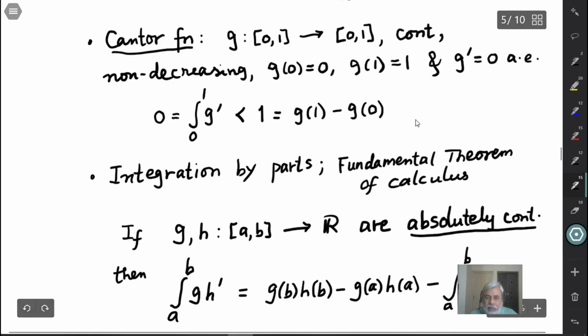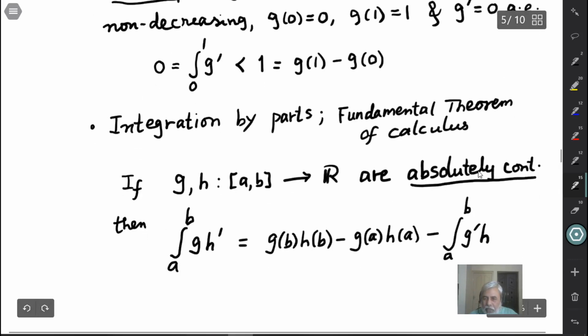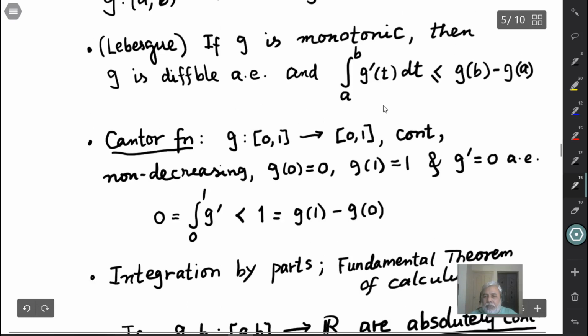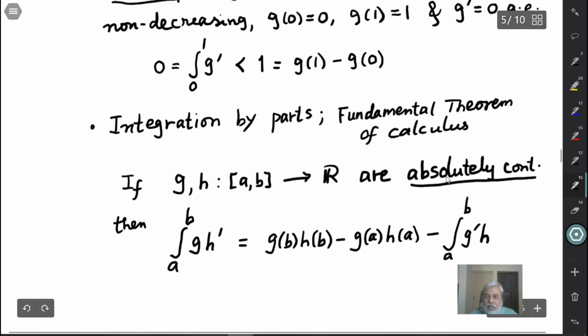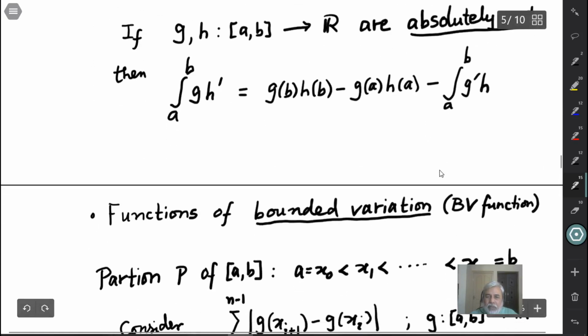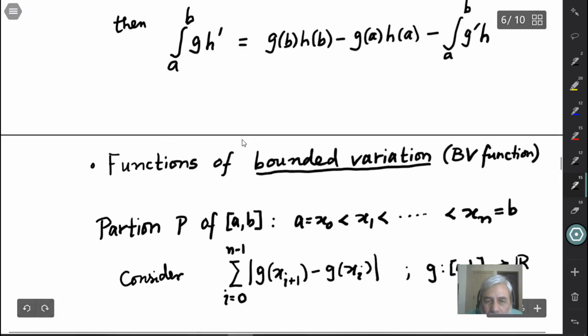So this absolute continuity also implies differentiability almost everywhere, but then there is an equality here. Obviously that will tell us that this Cantor function is not absolutely continuous. And that brings us to another class of functions which we also need a little later.